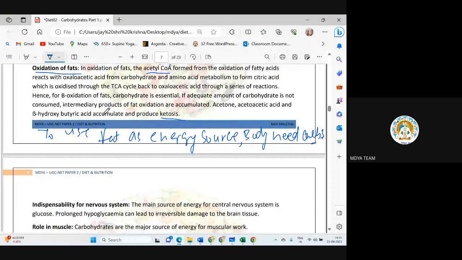So when our body uses fat and protein, waste will be produced, and that waste will be harmful for our body.